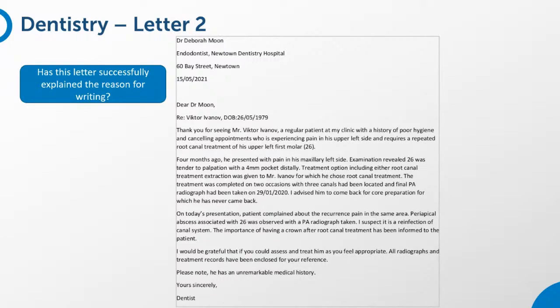All right, so in my opinion, this letter is less successful in explaining the reason for writing. It's less successful in making the reason immediately apparent. So it's not enough to get the most important information included in the first paragraph. It really needs to be the first information you give about the patient.